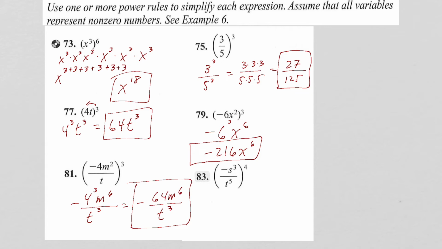Now, this negative is going to disappear because we're taking it to the 4th power, so we're multiplying this by itself an even number of times, and that goes away. So we're going to end up with simply a positive. S to the 3 times 4 is 12. T to the 5 times 4 is 20. And that's it. Okay, I'm going to try and fit this all on one page.